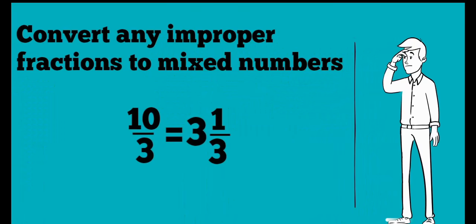Convert any improper fractions to mixed numbers. 10 over 3 equals 3 1/3.